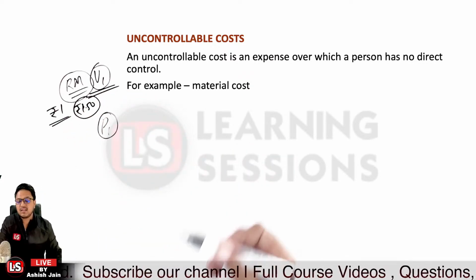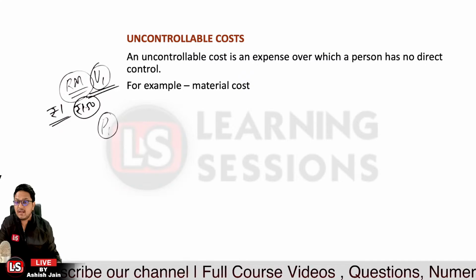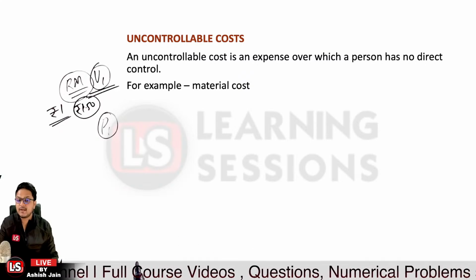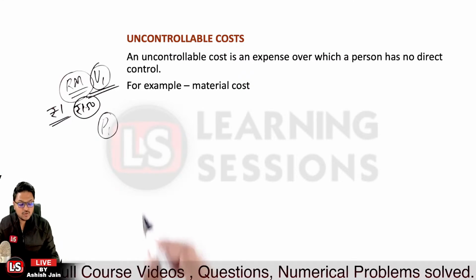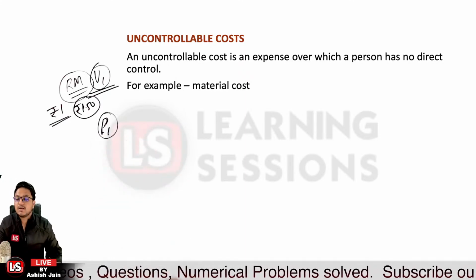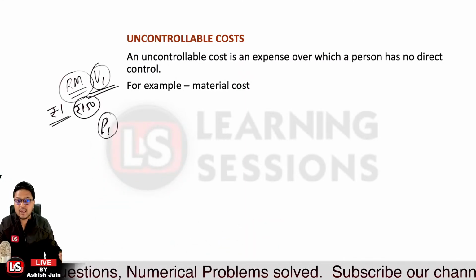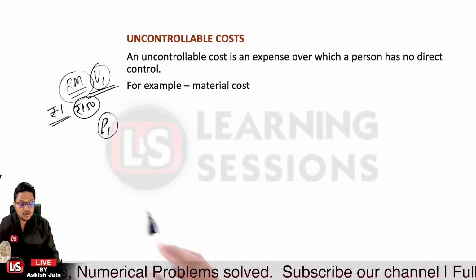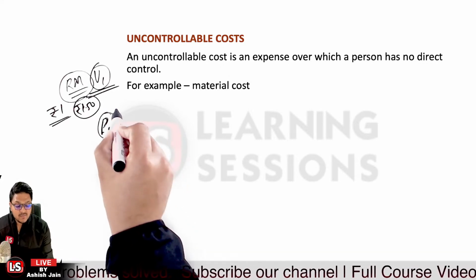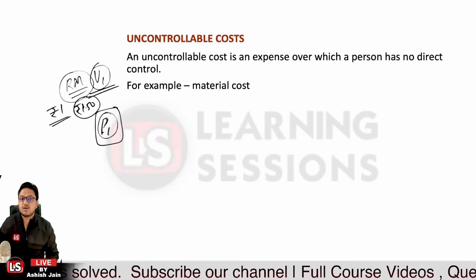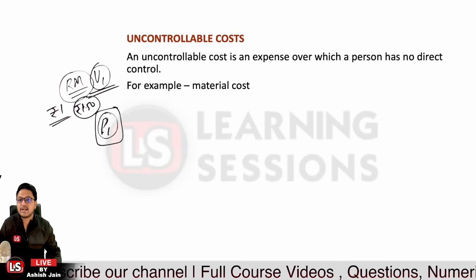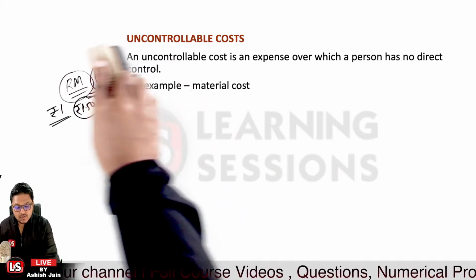And you're not able to find any vendors who will provide you with the raw material at a lower cost. So you're having a dilemma that you have to pay rupees 1.5 now, because that cost is not under your control. So that is an uncontrollable cost, because you have no direct control over that cost. Okay.